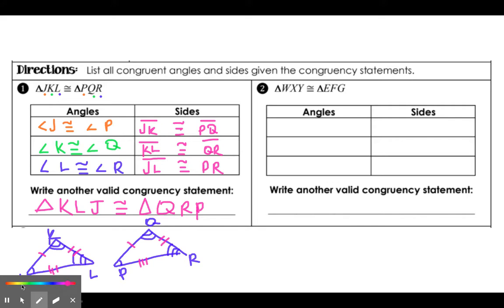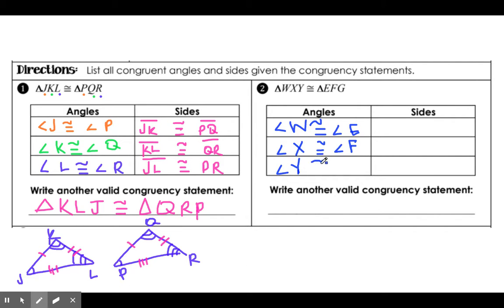All right, so we're going to try it on the other side, but this time we're going to try without drawing it, see if we can just use the statement. So if we look at this, we start with the angles. W and E are in the same position, so they must be congruent. X and F are in the same position, so they are congruent. And then we have Y and G, so angle Y is congruent to angle G.